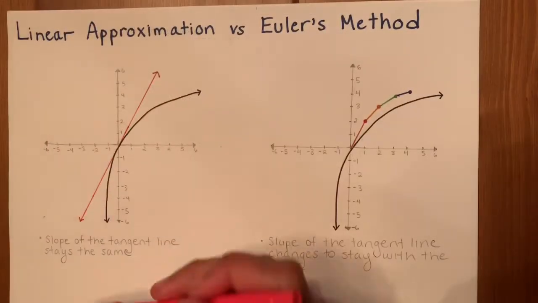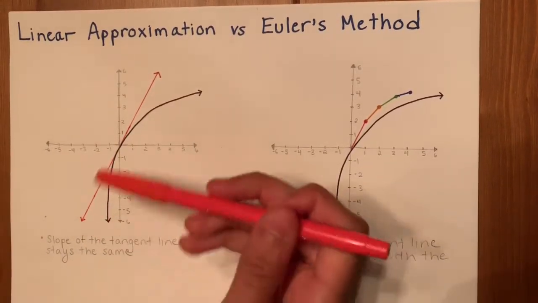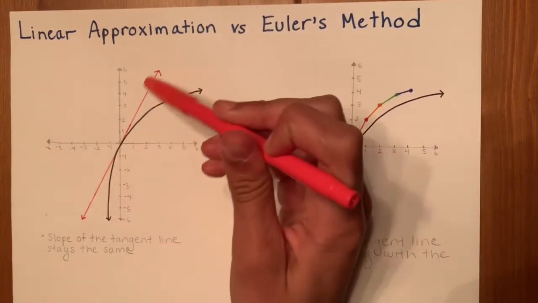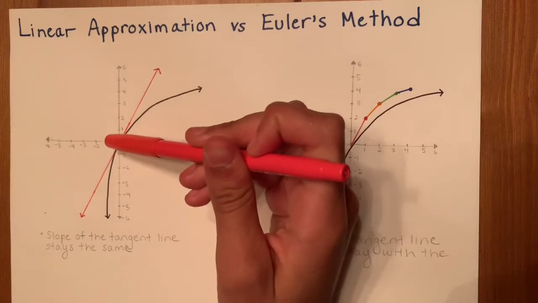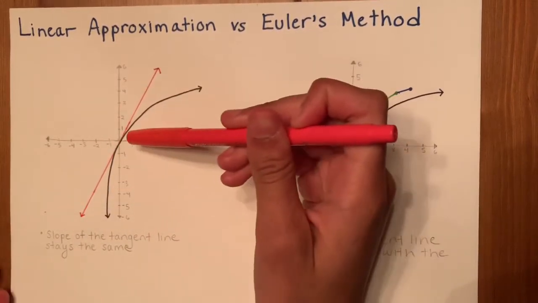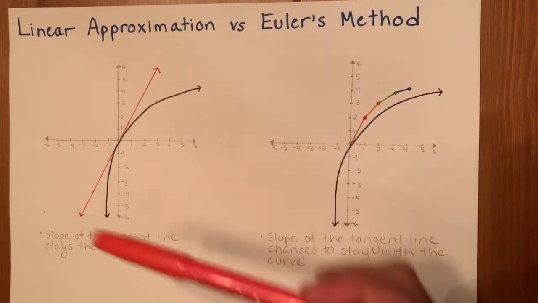This is Mira, and I'm going to be talking about Euler's method. Back in Calc AB, we learned how to do a linear approximation. You can see that the curve is in black, and this line in red is the tangent line to the curve at the origin. You could use this line in red to approximate points at any x value, like 1, 2, 3, and so on and so forth, but its slope will always stay the same.